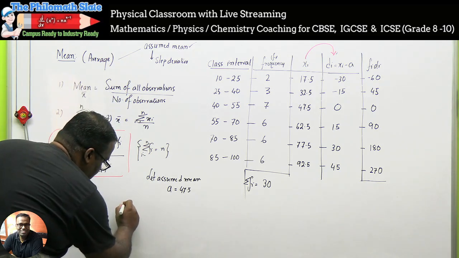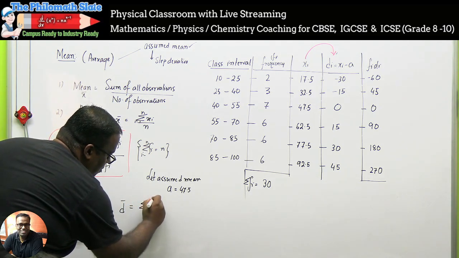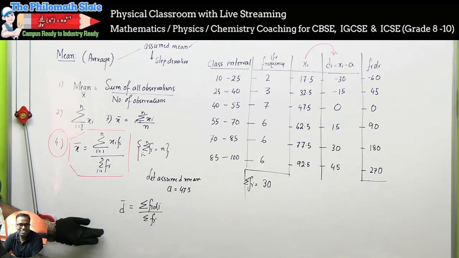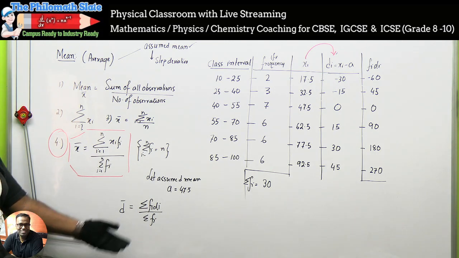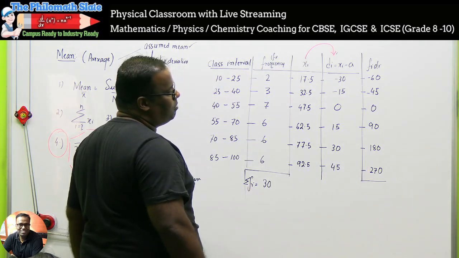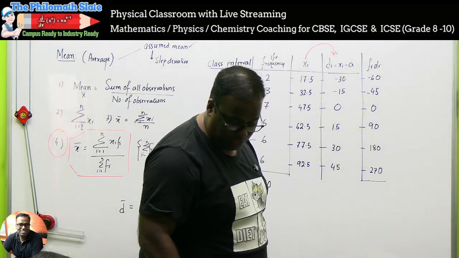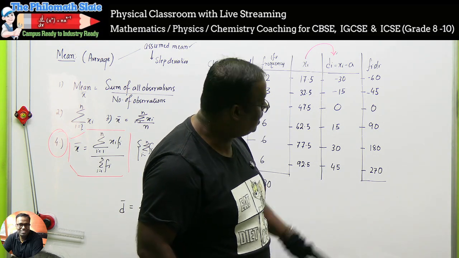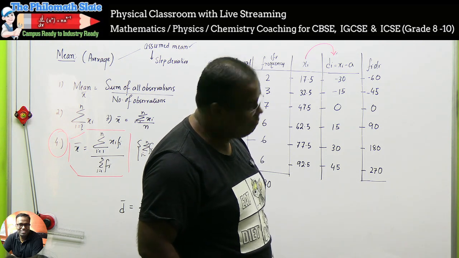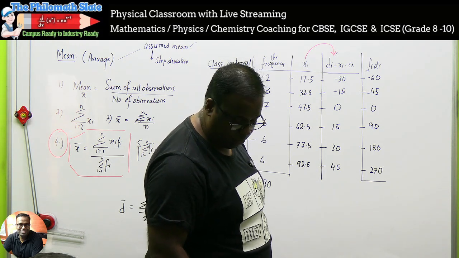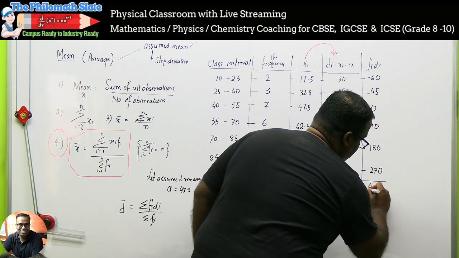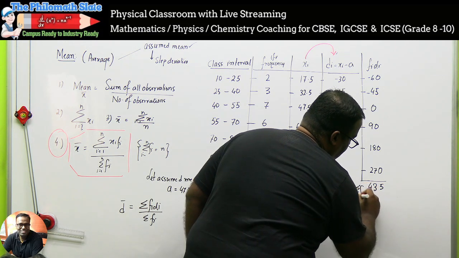D bar should be equal to sigma FIDI divided by sigma FI. Right? What was X bar? FI XI. So D bar is FIDI. So FIDI got, this is negative. So let's add these up. How much is it? 270 plus 180 plus 90 gives me 540, and I take out 45 from there, and I take out another 60 from there. Neha will do yours also, don't worry. So this is 435. This is sigma FIDI.